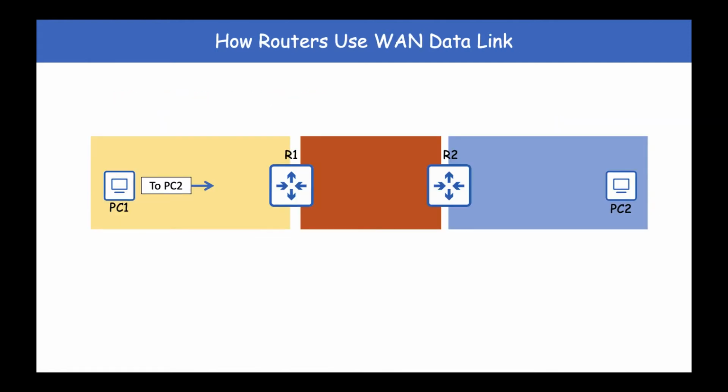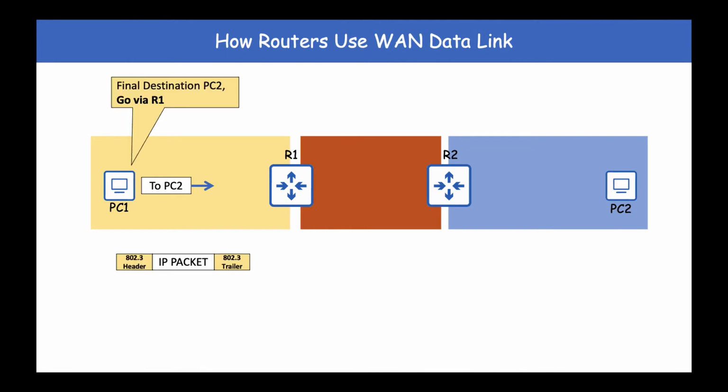Coming back to our network diagram, let's understand how the routers use this WAN data link to transmit traffic from PC1 to PC2. PC1 wraps the data in 802.3 headers and trailer and sends the packet to router 1, which is its default gateway.